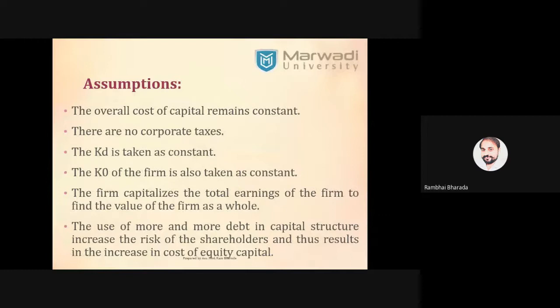Assumptions: the cost of debt (KD) remains the same, the cost of equity (KE) remains the same, and the total earning of the firm is used to find the value of the firm as a whole. The total capitalization and total earning remain the same. Use of more and more debt in the capital structure increases the risk of the shareholders and thus results in an increase of the cost of equity capital.